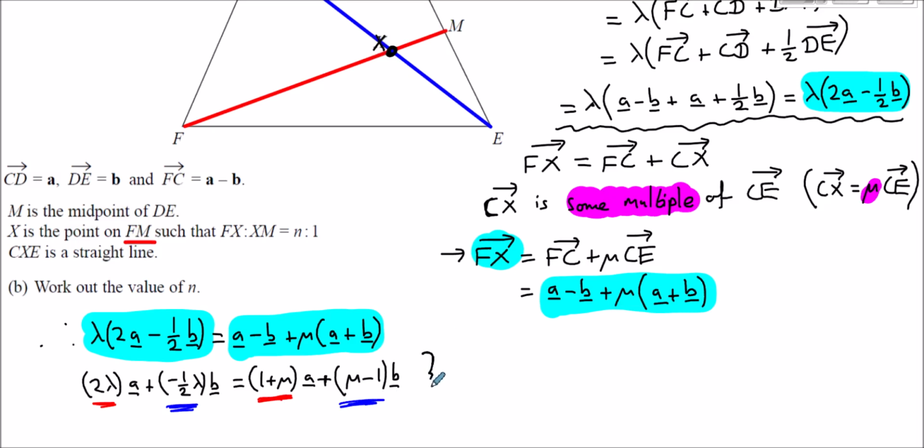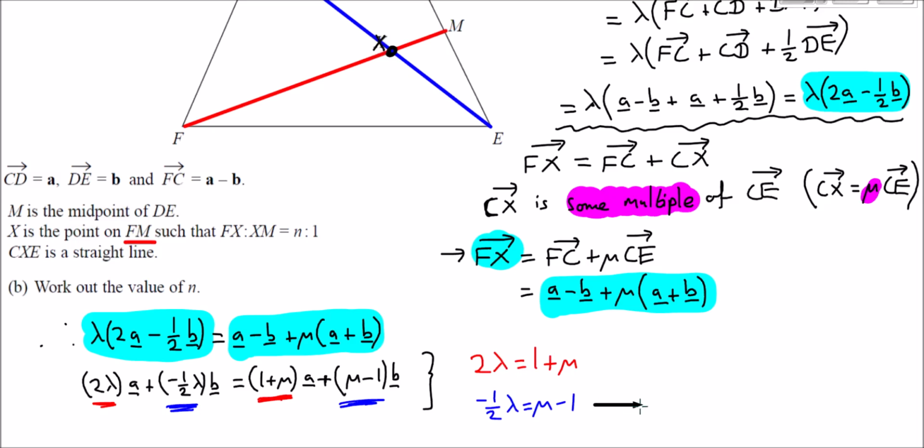So from this, we can form 2 equations. So 2 lambda equals 1 plus mu, and minus half lambda equals mu minus 1. So what I'm going to do here, I want to eliminate this lambda, or eliminate one or the other really, doesn't really matter, but I need to solve one of these equations simultaneously, so I need to either eliminate the lambda or mu. There's a few ways of doing this.